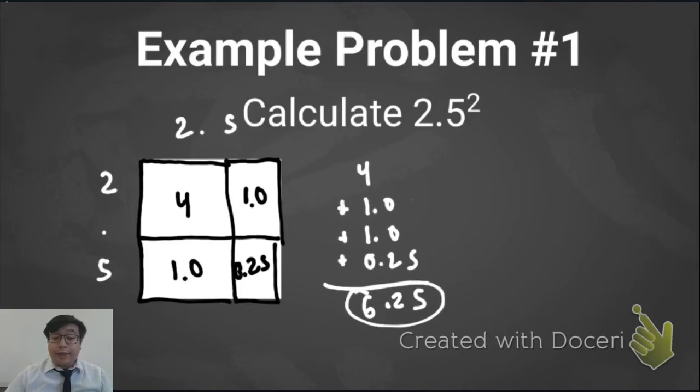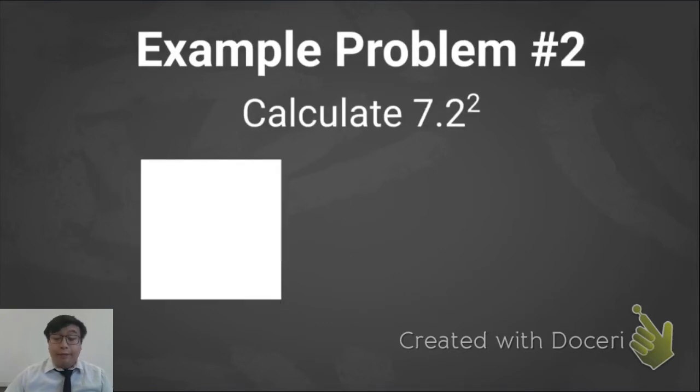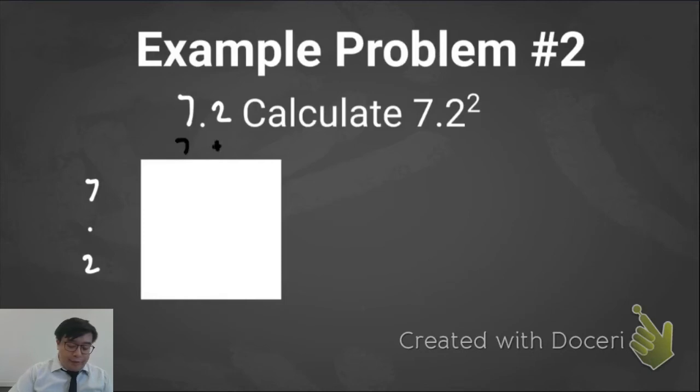Let's go over another example problem. How can I find the area of a square whose side lengths are going to be a decimal, 7.2? So I know that this side is going to be 7.2 and this side is going to be 7.2. I can take these two sides and split them up using the whole number part and the decimal part. So this can be split up as 7 plus 0.2, and this can be split up as 7 plus 0.2.